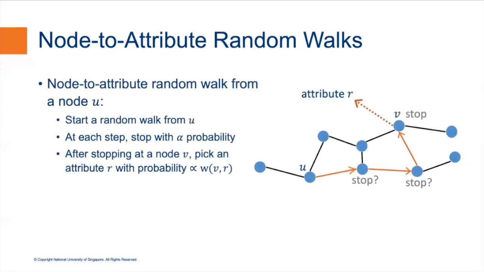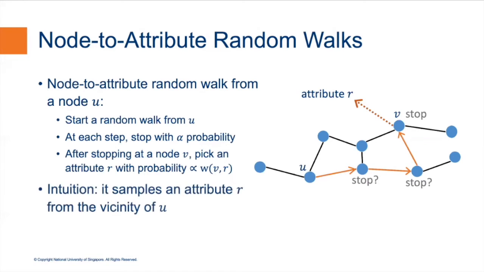Given a source node U, a node to attribute random walk starts from U and jumps to an out neighbor of the current node or stops with alpha probability at the current node. Once it has stopped, it picks an attribute R of the current node according to the weight of the node attribute association. The intuition here is that the random walk samples an attribute R from the neighborhood of node U. If R appears frequently in the neighborhood of U, then it has a higher probability to be sampled. Intuitively, such an attribute R has a strong relationship with U.